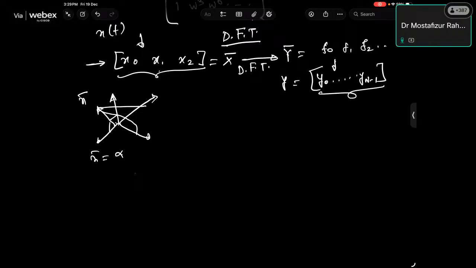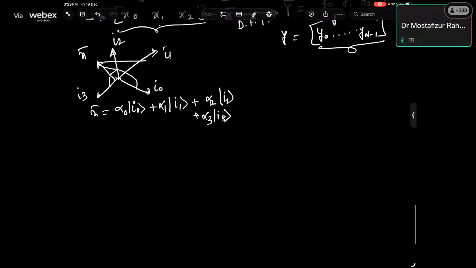So suppose X is the coefficient alpha 0 times I0, which is your first basis vector. Then alpha 1 I1 is the next basis vector. Say this is I0, this is I1, this is I2, this is I3. And the next ones are alpha 2 I2 and alpha 3 I3. This is the representation of your X. Now this can be simply a classical representation.